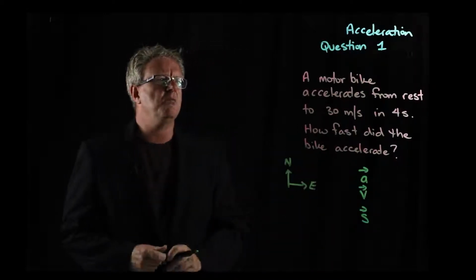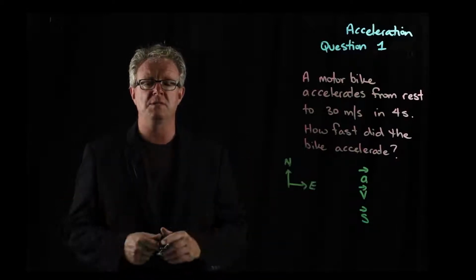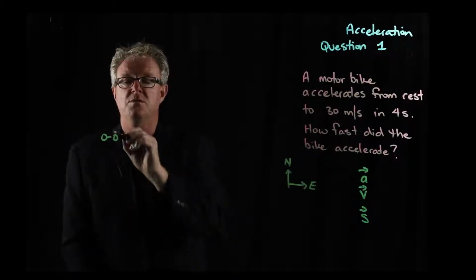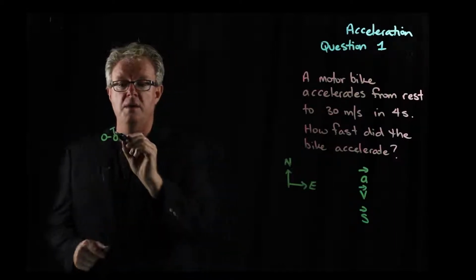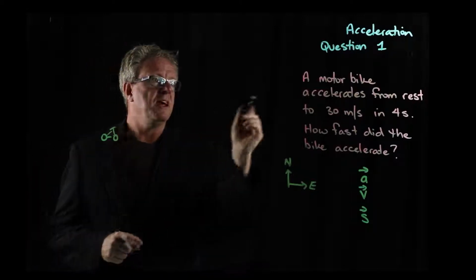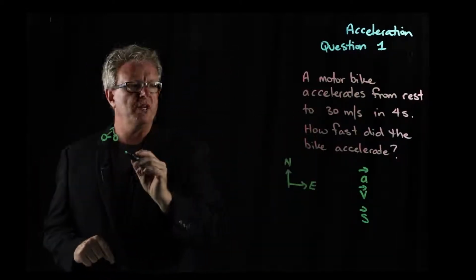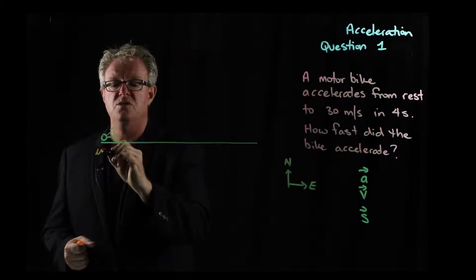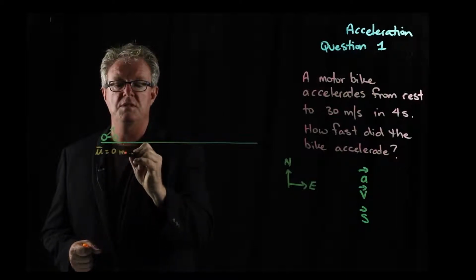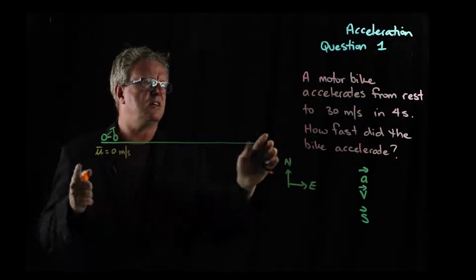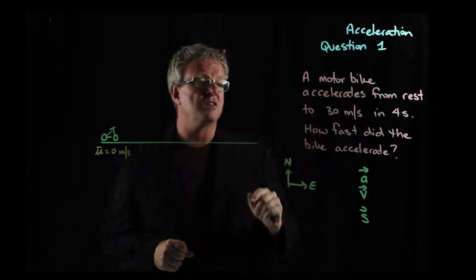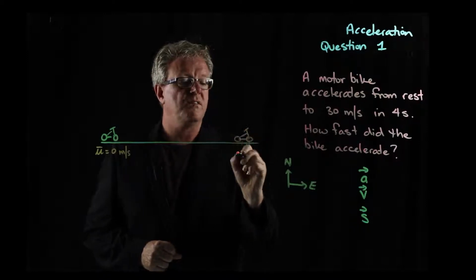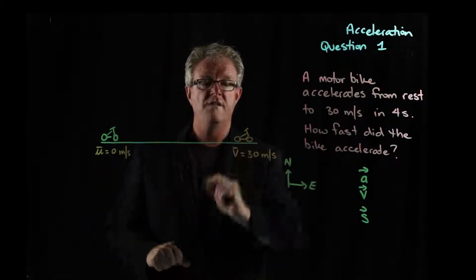Now the question says a motorbike accelerates from rest to 30 meters per second. So let's draw a diagram, because you always want to draw a diagram to help you problem solve, and it doesn't matter how poor the diagram is. There's mine, looks like a bike, but anyway, it's a motorbike. Accelerates from rest means it's not moving, so its initial velocity is equal to 0 meters per second. It accelerates until it reaches a velocity of 30 meters per second. So along this distance, we have initial velocity and final velocity.